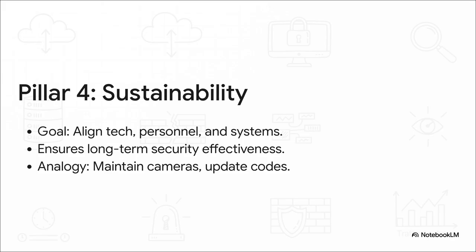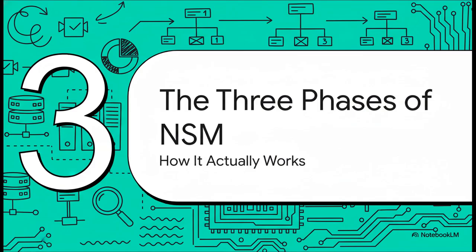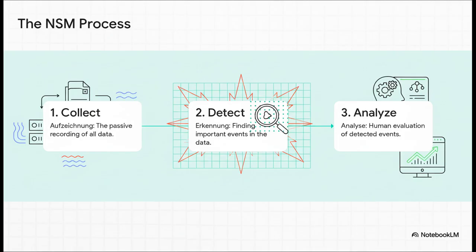Okay, so we know where NSM fits in the grand scheme of things. Now let's zoom right back in and look at how it actually works, step by step. Your notes break this down into 3 really logical phases. The process is super straightforward. First, you collect data. Then you detect anything weird in that data. And finally, you analyze what you found. Let's see how our home security system handles each of these phases.